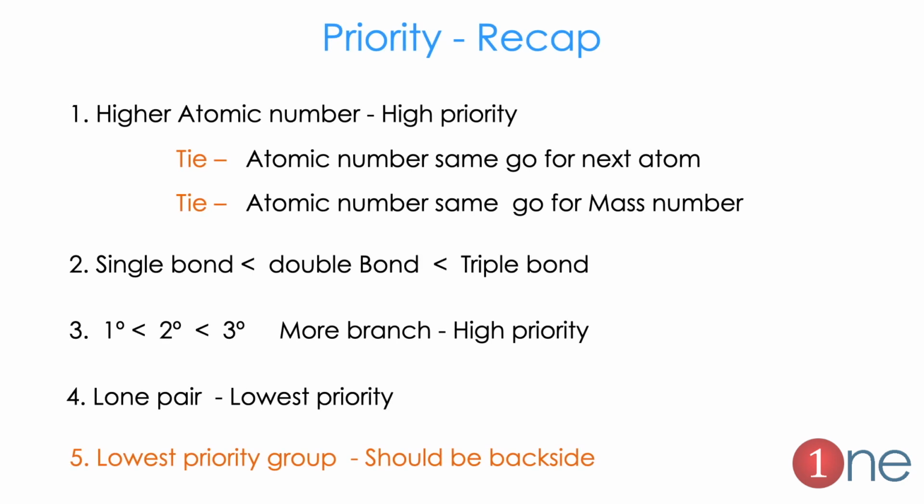Here is the recap of priority. A higher atomic number always means higher priority. If there is a tie between atoms, you should follow the next atom, or rarely you go to the mass number. For isotopes, you should go to the mass number. Among the bonds, a triple bond gets the highest priority, then a double bond, and a single bond gets the least priority. Then among branched carbons, tertiary gets higher, secondary is less, and primary is the least. So more branches get more priority. Then a lone pair always has the lowest priority. Meaning a lone pair doesn't contribute anything to the structure, so it is always assigned the lowest priority.